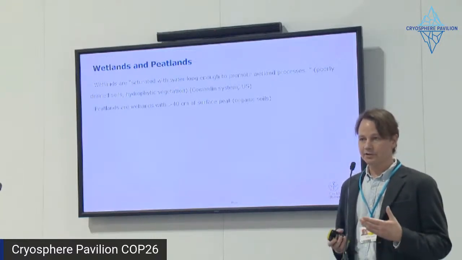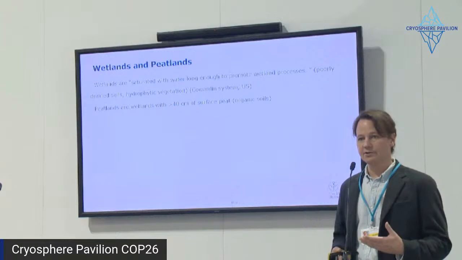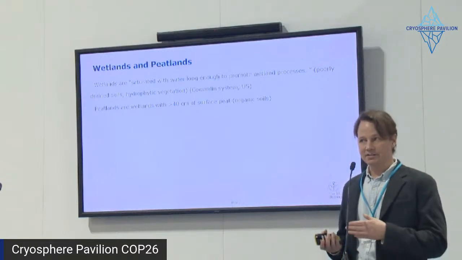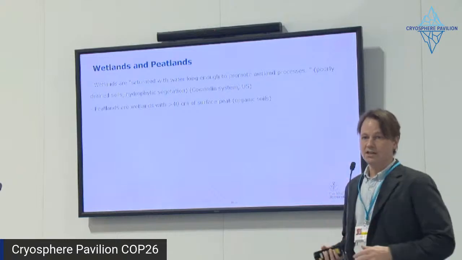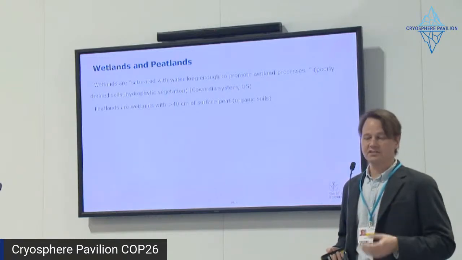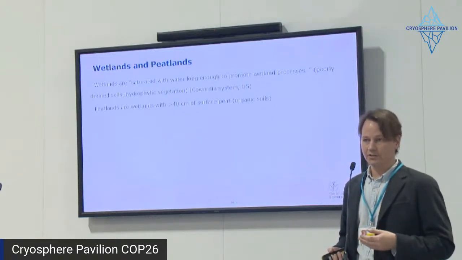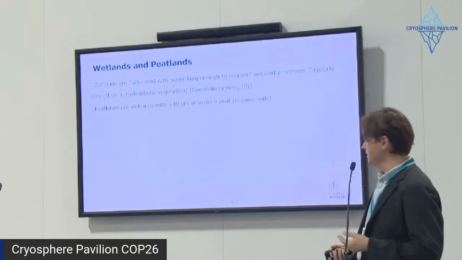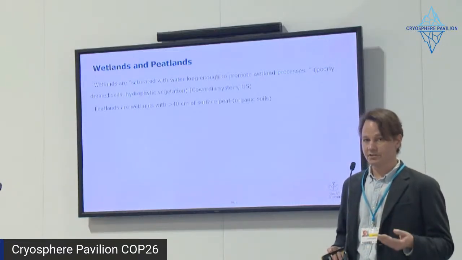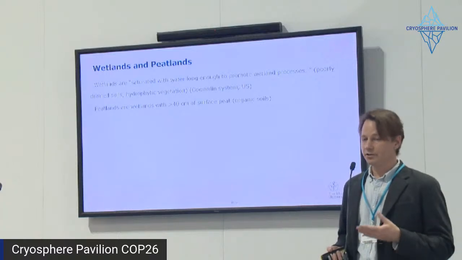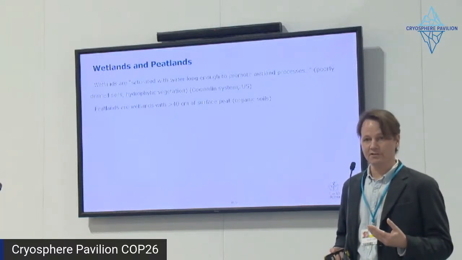So peatlands are a specific type of wetland that is characterized by having a relatively thick layer of peat, that is organic soil at the soil surface. So if you have more than 40 centimeters of organic soil accumulated at the top of a wetland, then it's a peatland. Other definitions of peatland actually use 30 centimeters of peat, and in some countries they still use ecological definitions of peatlands as well.